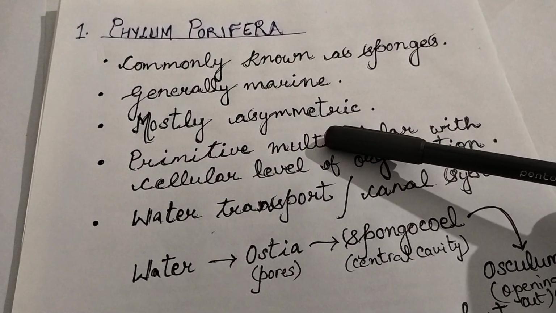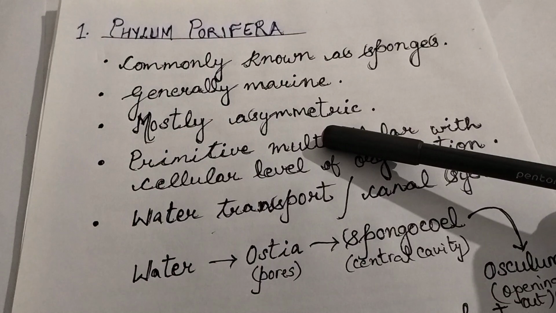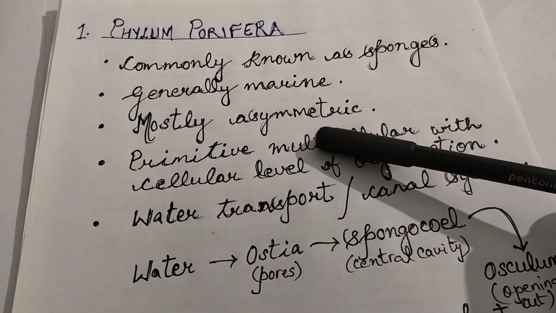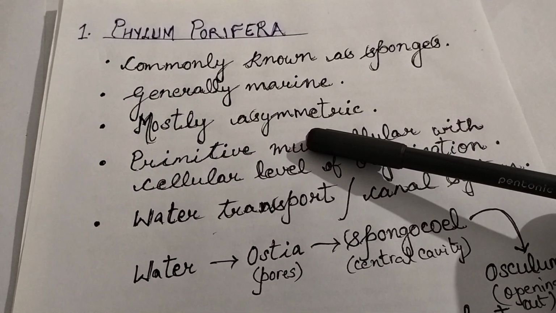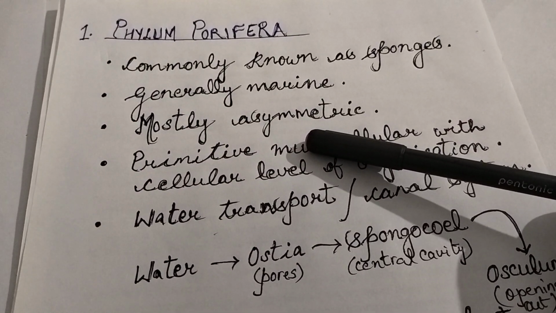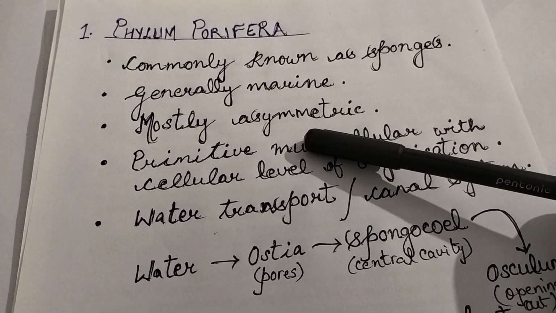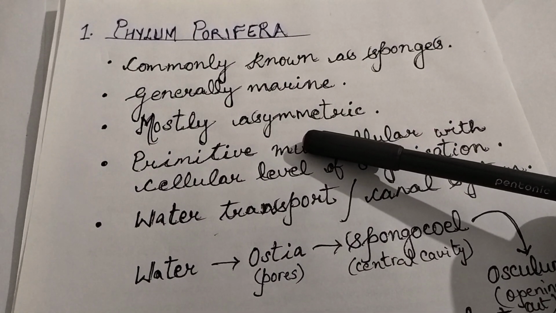They are mostly asymmetrical. Remember, we studied the symmetry of the body. So, what about the symmetry of poriferans? They are asymmetrical, meaning if we divide the body on any plane, it won't be divided into equal halves.